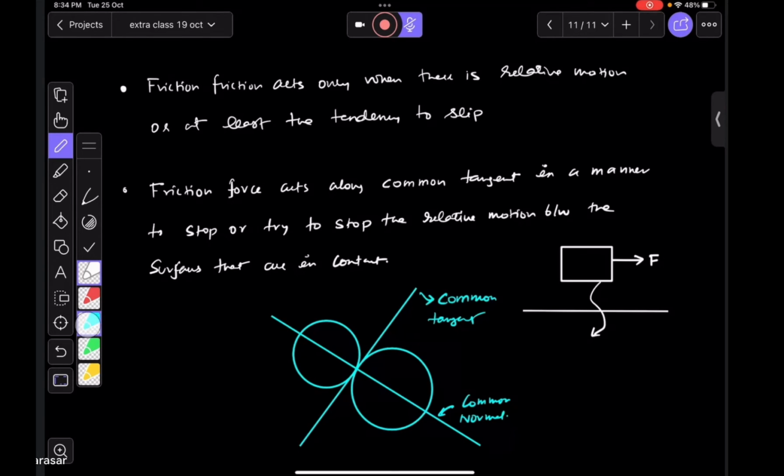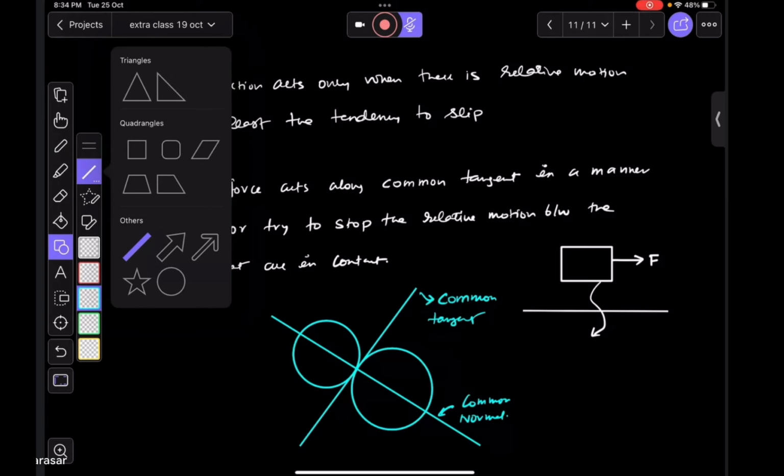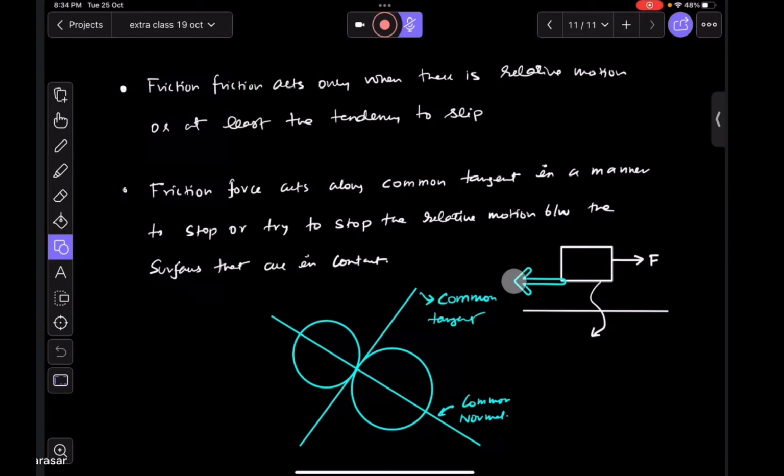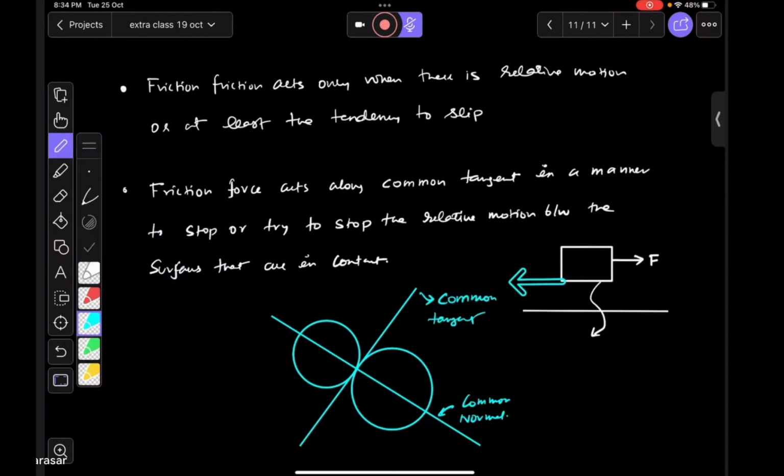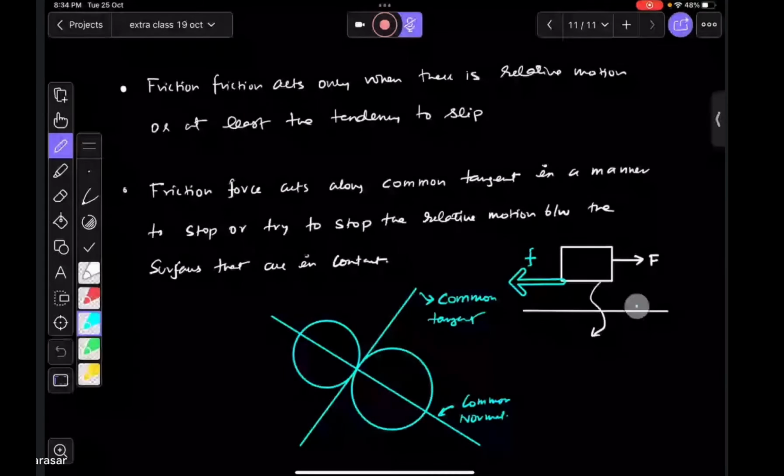Leftward, correct. So why did we apply that? To prevent slipping. That is the second point. Understood? So the friction force on the block is acting backward, and on the surface it will be acting forward. Action reaction pair.